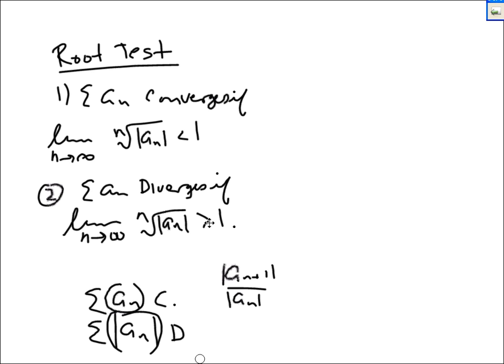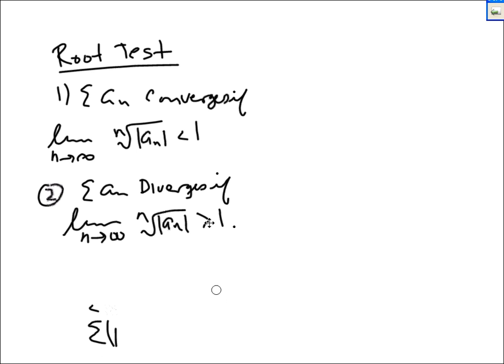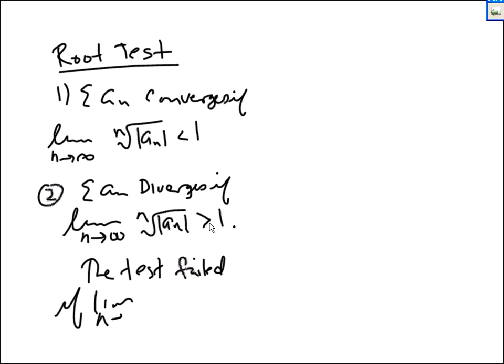Okay, and statement 3 says if you get 0, the test is inconclusive. The test didn't help. We still don't know if it converges or diverges. The test failed. That is, it didn't give us any information. If the limit as n goes to infinity of the nth root of the absolute value of a sub n is identically 1, the test didn't give us any information. When the test doesn't give you any information, we say it failed.